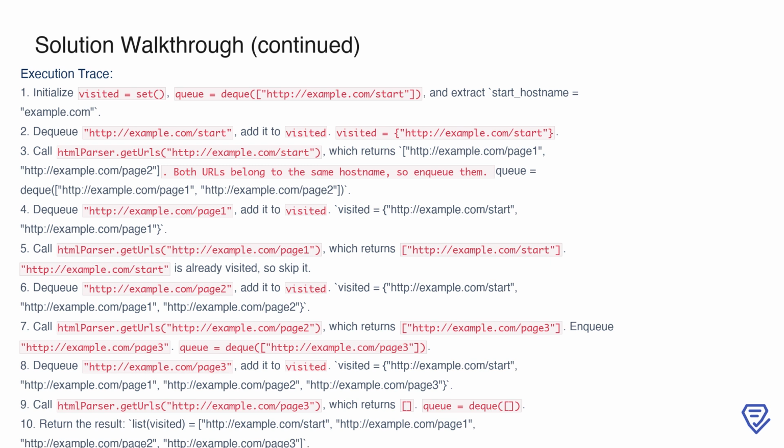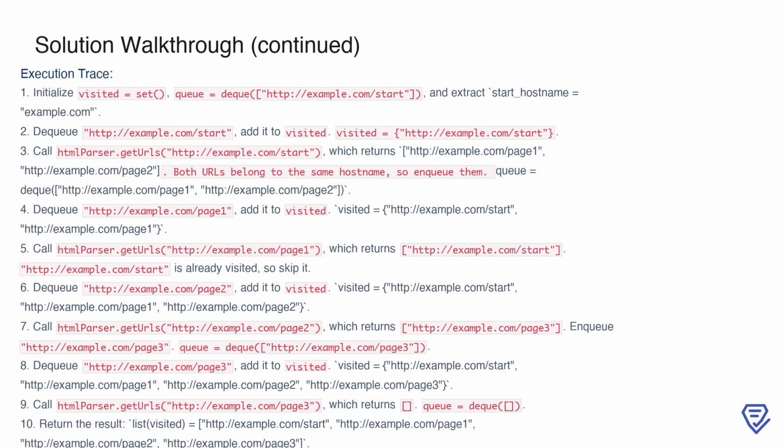Next, we process http://example.com/page1, adding it to visited and retrieving its links. One of these links points back to the already visited start URL, so we skip it. Continuing, we handle http://example.com/page2, adding it to visited and enqueuing http://example.com/page3, which is its only link.